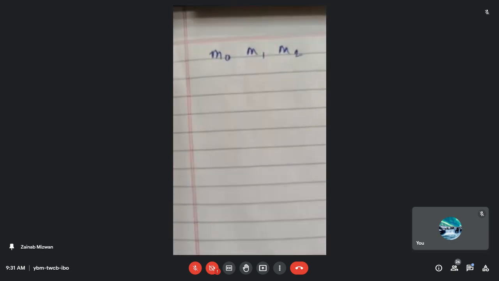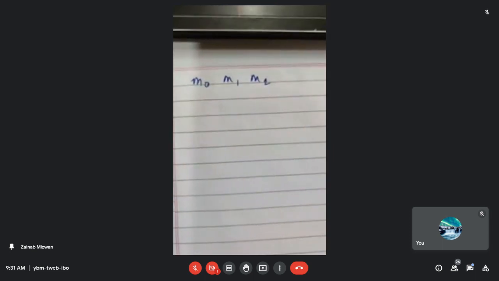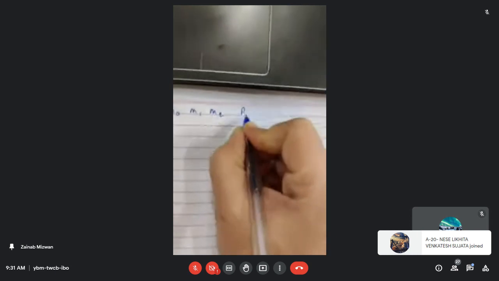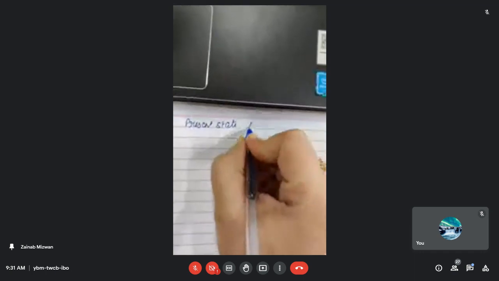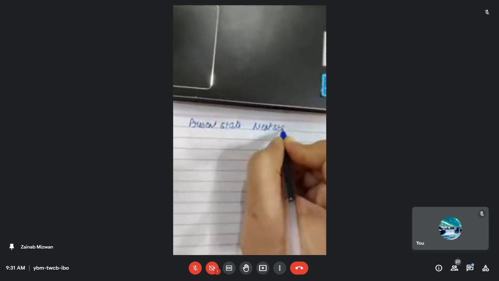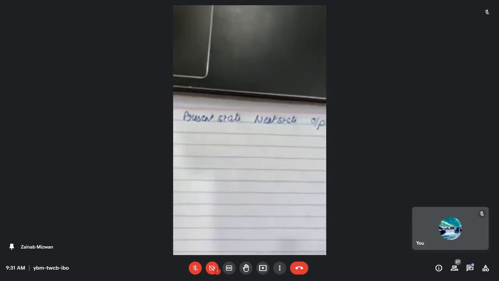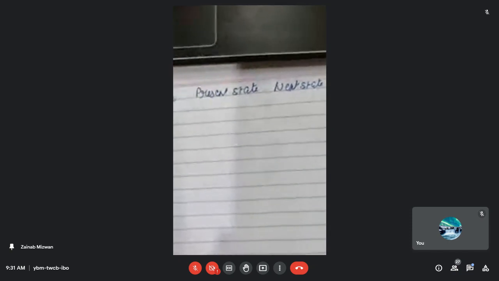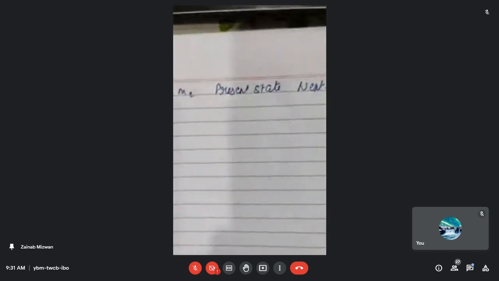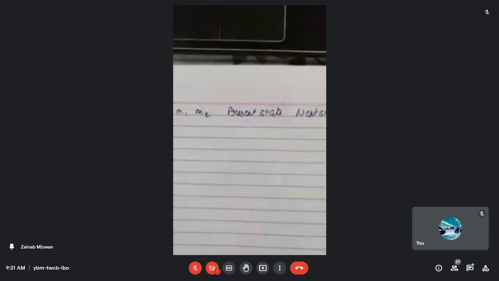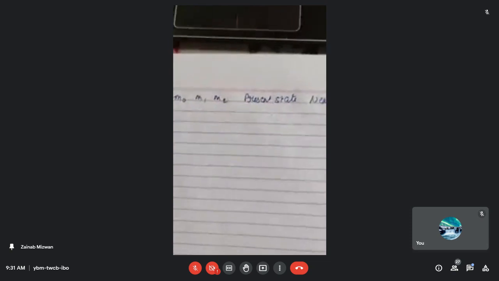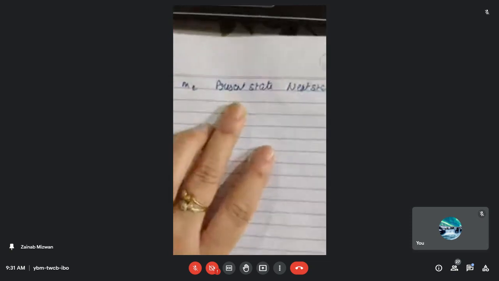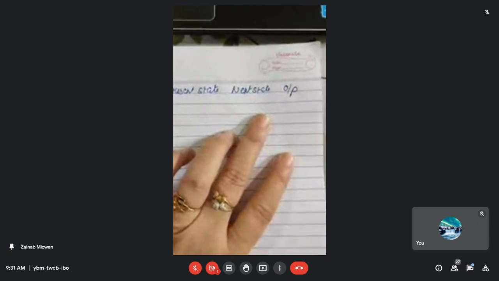So we are having M0, M1 and M2, the registers. Then what we are going to write over here is the present state or current state, then the next state, and the output. The output will be a multiplexed output over here. So we have written M0, M1, M2, present state, next state, and then the output.